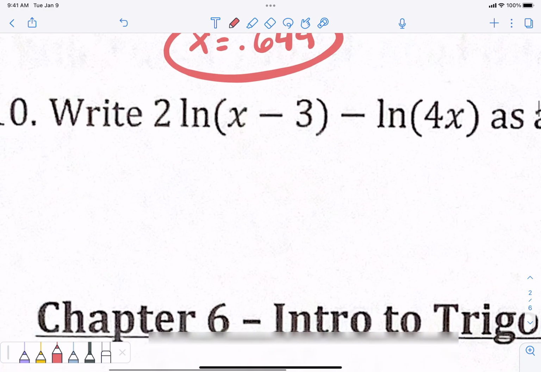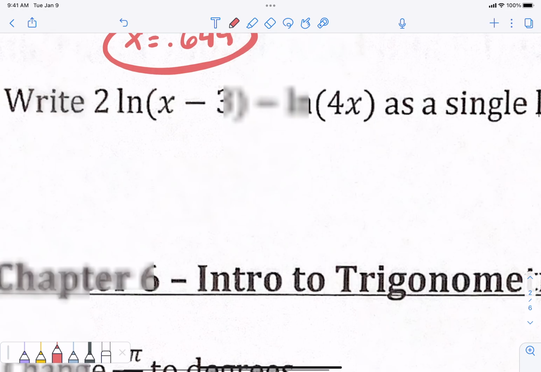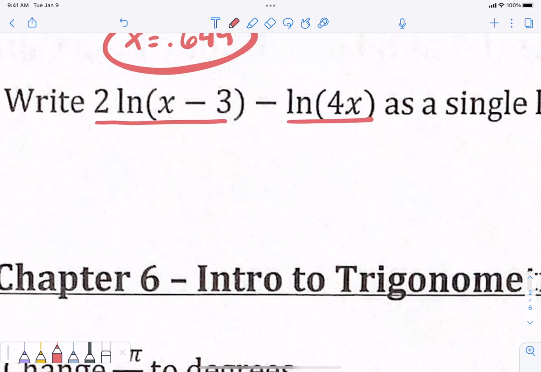All right? Number 10. They have 2 ln's, this one here and this one here, and what's in between them? A minus. Minus, and they want you to combine them together. Minus means divide, okay? So the first thing we have to do, Mallory said, is move the 2 to the back. Did you remember that rule? This 2 goes back here as an exponent, right? That's the big ln rule, okay?